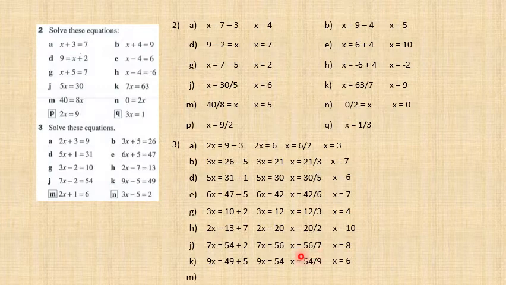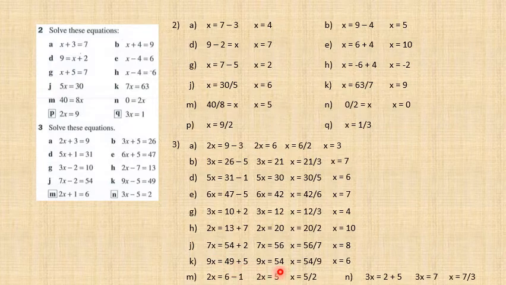For question M, it's very easy. And for question K, I'm sorry, the same idea. I will just get rid of this minus 5 by adding 5, like the inverse operation of minus 5 is plus 5, on the other side. So 9x equals 49 plus 5, which equals 54, and then divided by 9, which is going to be equal to 6.